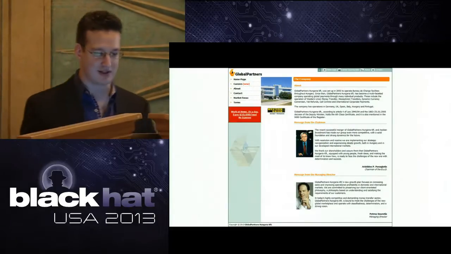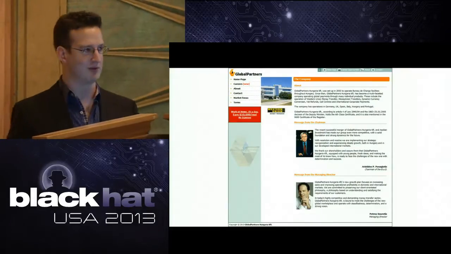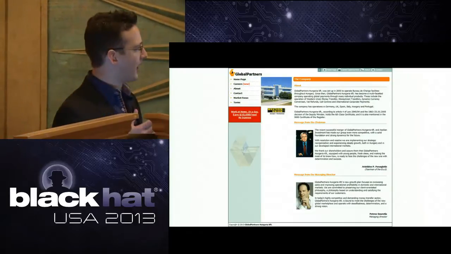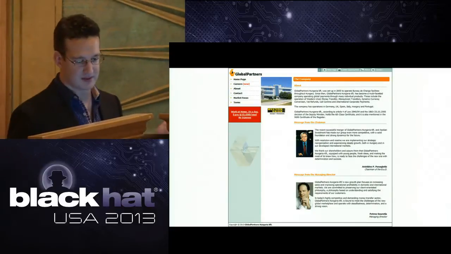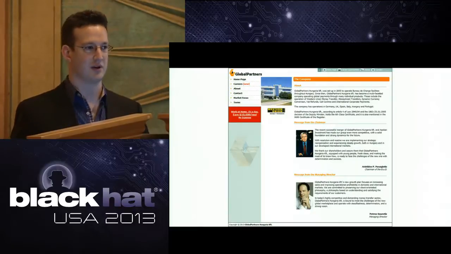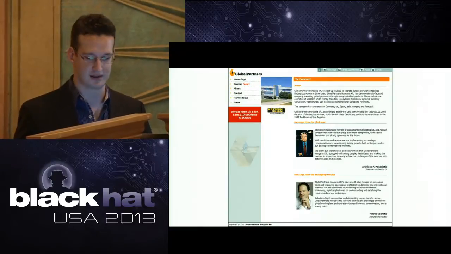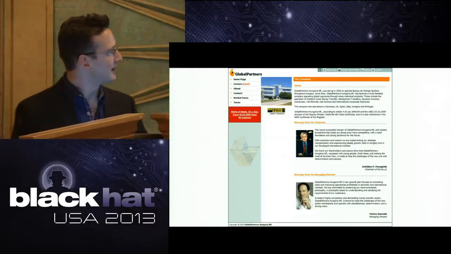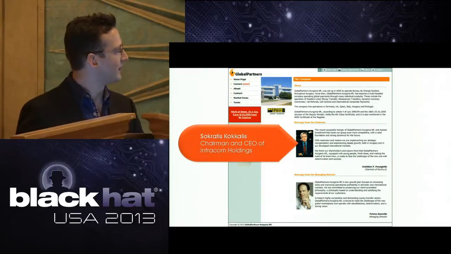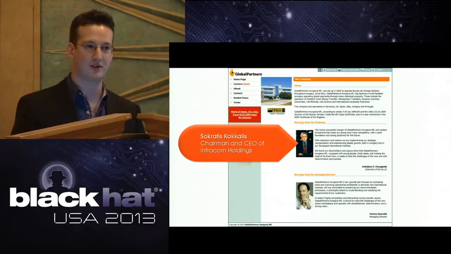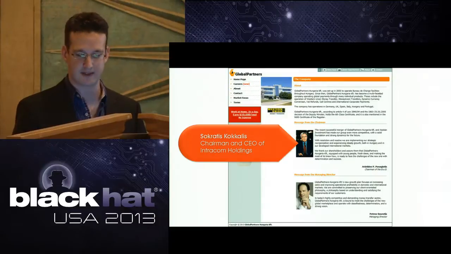We see some messages from prominent people at Global Partners Hungaria KFT. We see Aristides P. Panagiotis, the chairman of the board of directors, saying something to potential investors or people who apply to this site. However, Aristides P. Panagiotis, that photo is actually a photo of Socrates Kokalis, chairman and CEO of Intercom Holdings, and we're able to find that out by searching for that image and finding who this photo really was of.